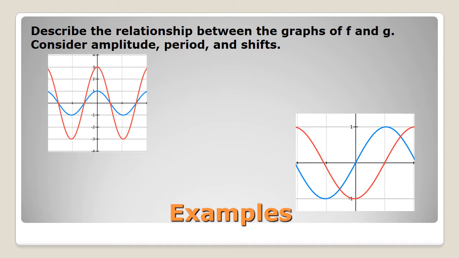Now consider the relationships between the graphs of f and g. Consider the amplitude, the period, and the shifts, between the red graphs and the blue graphs. How are they different? Pause the recording, give this a try, and resume to check your answer.